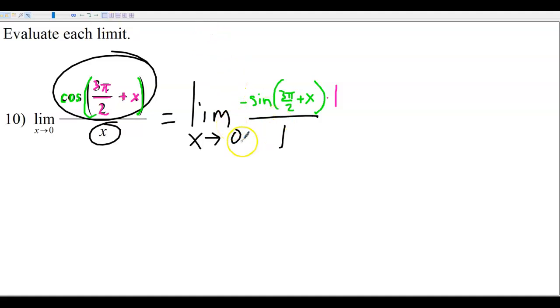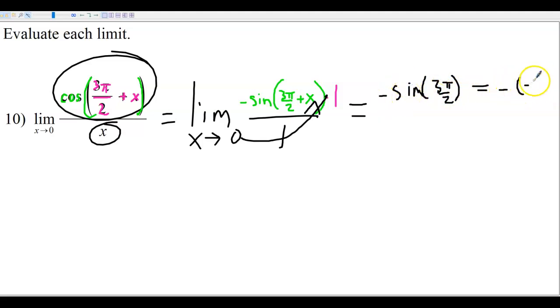And therefore, I can now plug 0 in again for x, and I end up with negative sine of 3 pi over 2. And it's just 3 pi over 2 now because this was 0, and 0 plus 3 pi over 2 is 3 pi over 2. We really don't need the times 1 here, and we really don't need the 1 on the bottom either. And if you know your unit circle, sine of 3 pi over 2 is negative 1. So we have negative sine, so that's negative 1, which is 1. So there's our final answer for that one.